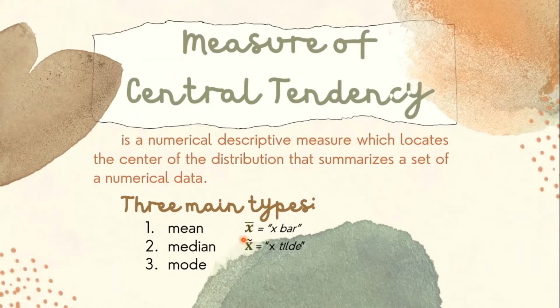Usually, nakikita natin ito sa mga enye. This accent is known as tilde, thus this is read as X tilde. Lastly, the mode is denoted as X with a hat-like figure accent on top of it, and this is read as X hat. In this lesson, we'll be focusing on finding out the measures of central tendency for ungrouped data.